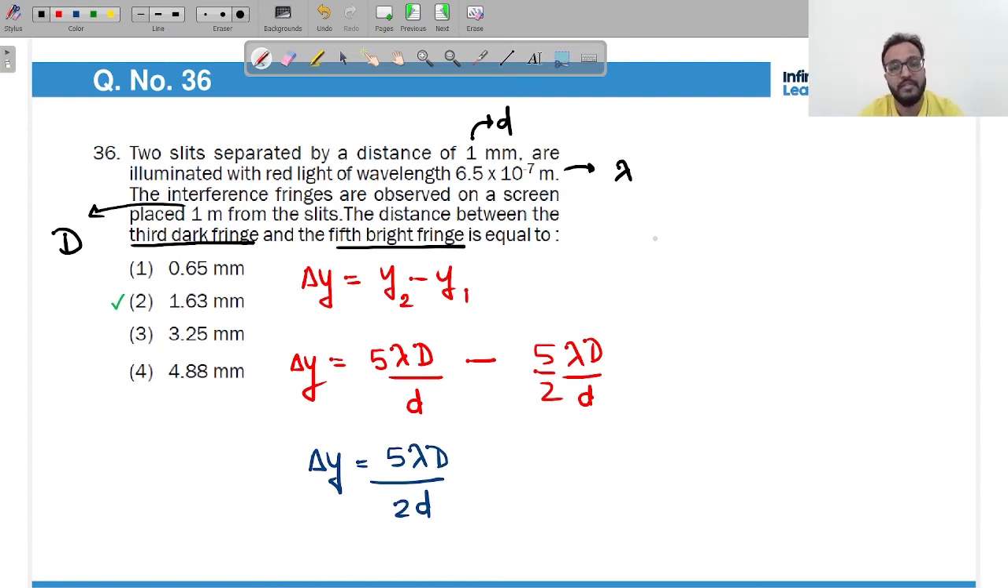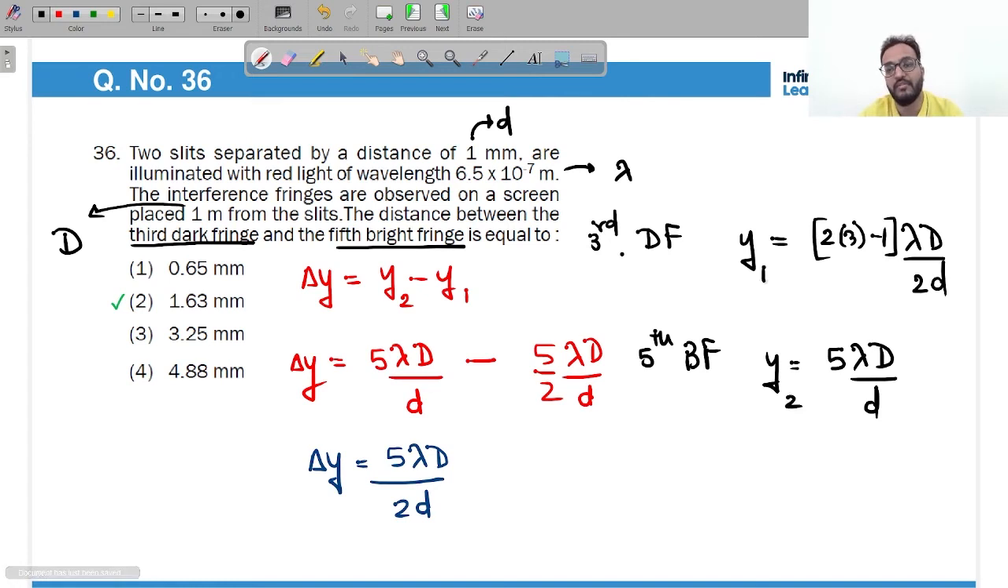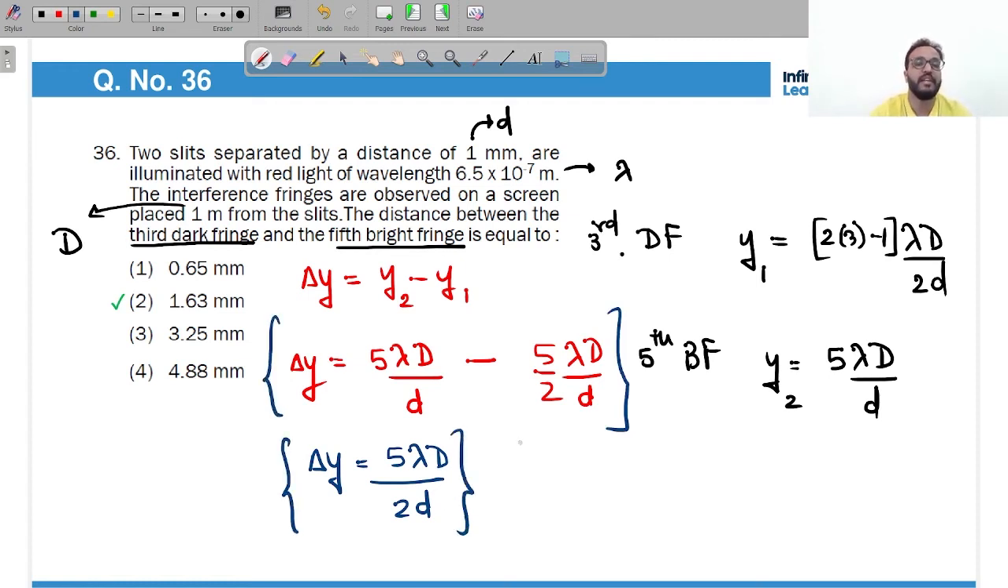See, dark fringe, what is dark fringe? For dark fringe, which dark fringe? Third dark fringe. So y will be 2 into 3 minus 1 into lambda D by 2d. And for fifth bright fringe, what is y? 5 lambda D by d. Now this is your y2, this is your y1. What is the difference? Write it down, y2 minus y1. Delta y is 5 lambda D by 2d. Put the values, get your answer.